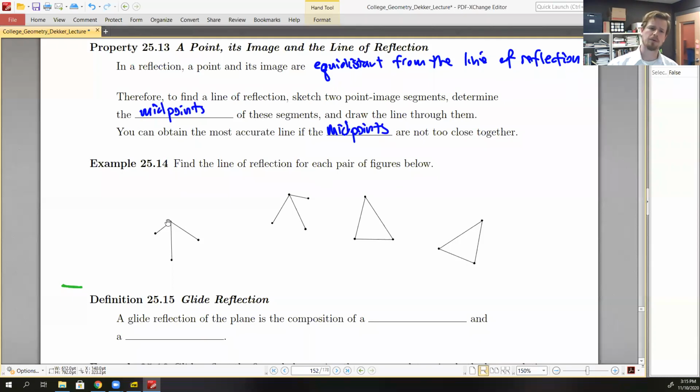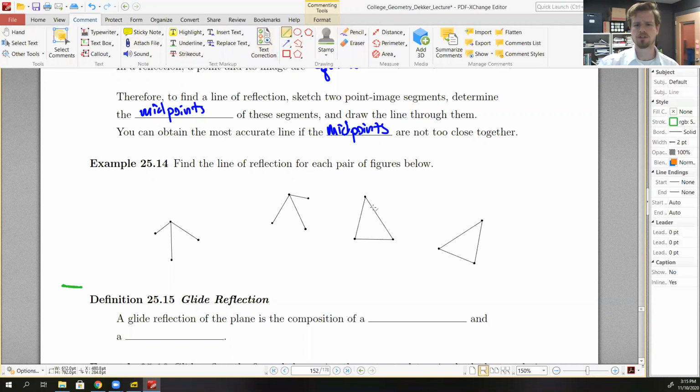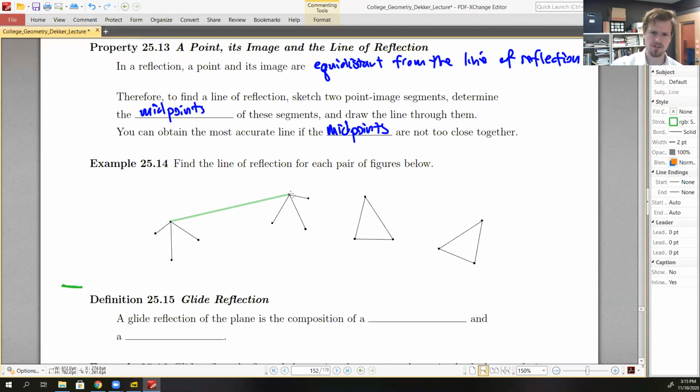Of course, to do this well, you would want a straight edge. So you would want to construct 2 point image segments. For these 2 sets of figures, we want to find the line of reflection. So I'm going to use this image point segment and this image point segment, because they're about as far away from each other as I can get.